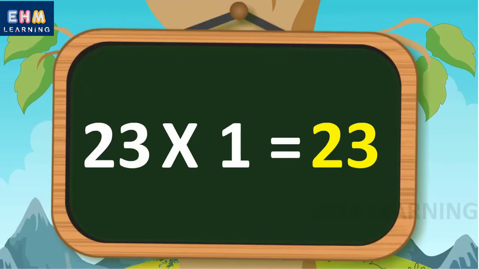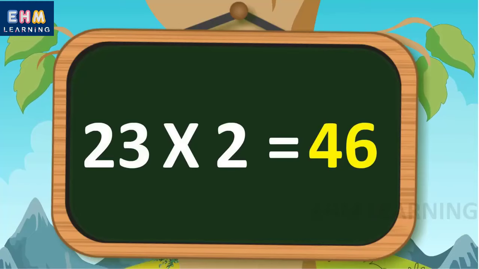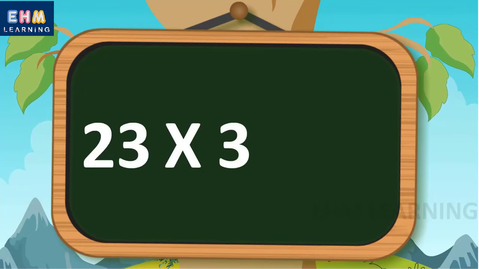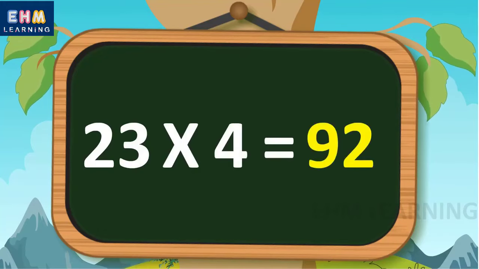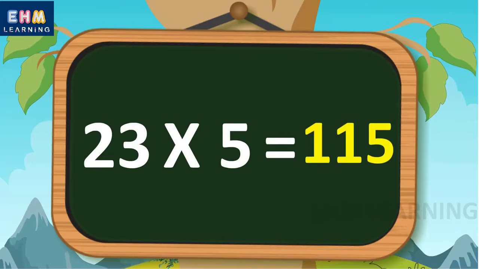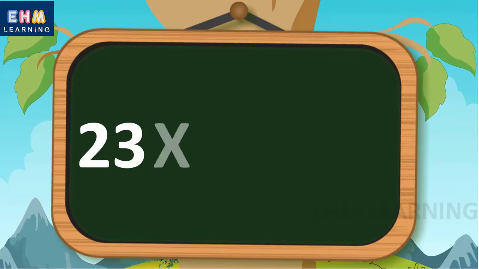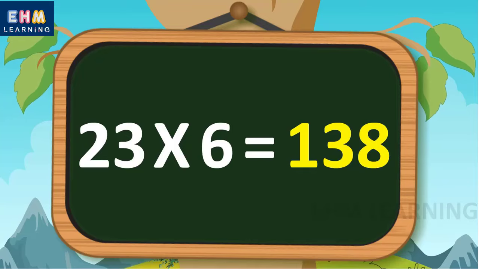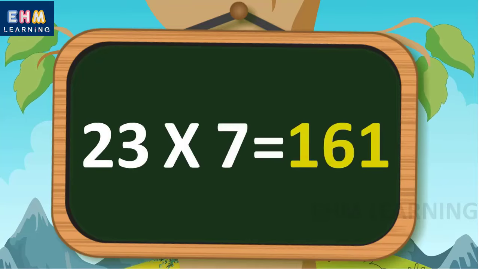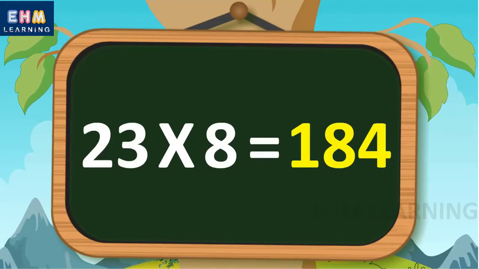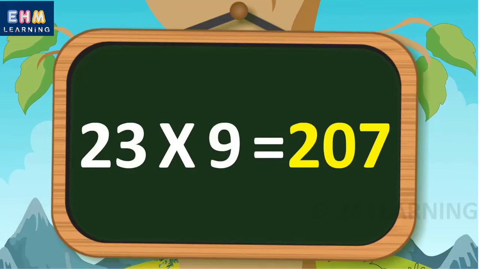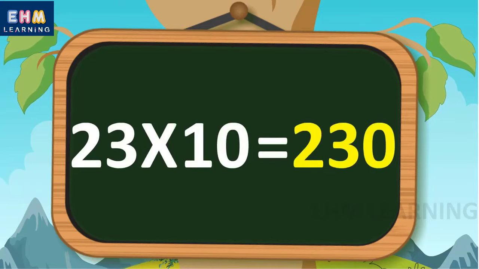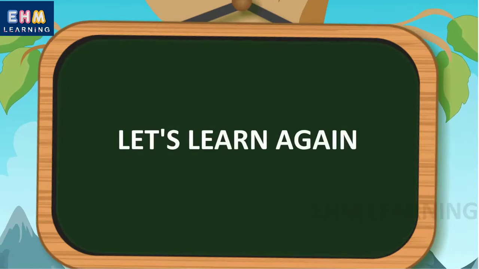23 ones are 23. 23 twos are 46. 23 threes are 69. 23 fours are 92. 23 fives are 115. 23 sixes are 138. 23 sevens are 161. 23 eights are 184. 23 nines are 207. 23 tens are 230. Let's learn again.